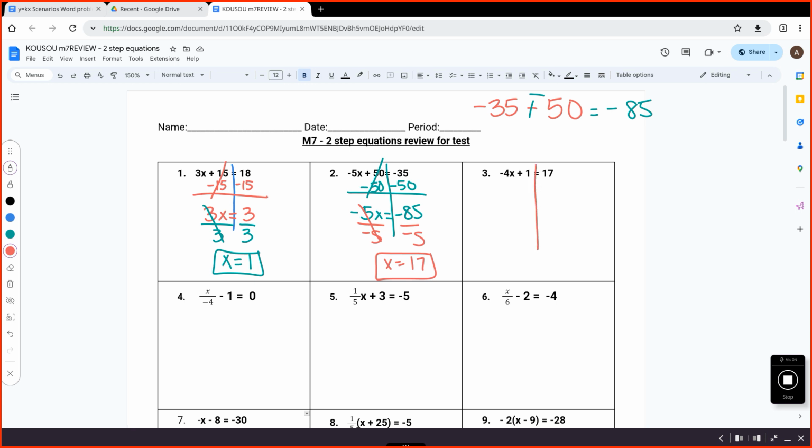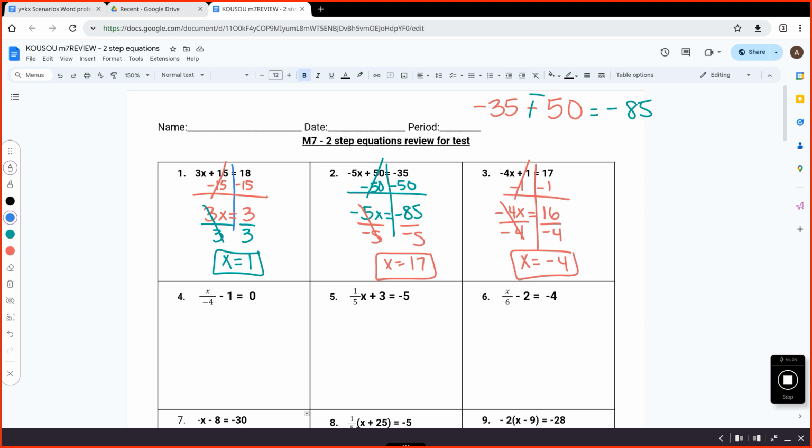All right, in our next example, we're going to start with the constant. The constant is positive 1. That's the one without the variable. So we're going to start with minus 1 on both sides. Those cancel out. We're left with negative 4x is equal to 16. The next step is we're going to divide both sides by negative 4, and we get x is equal to negative 4.